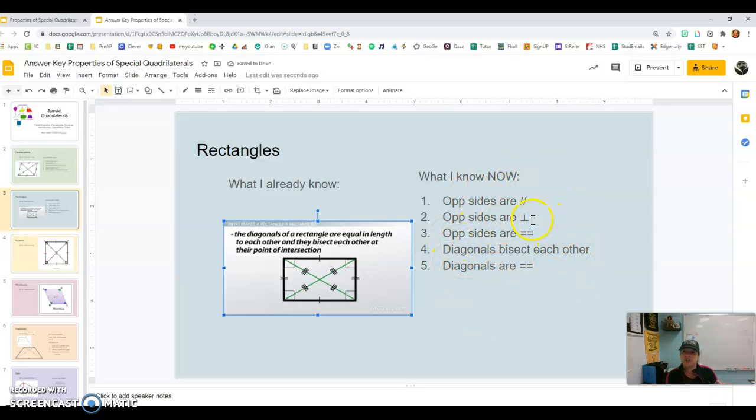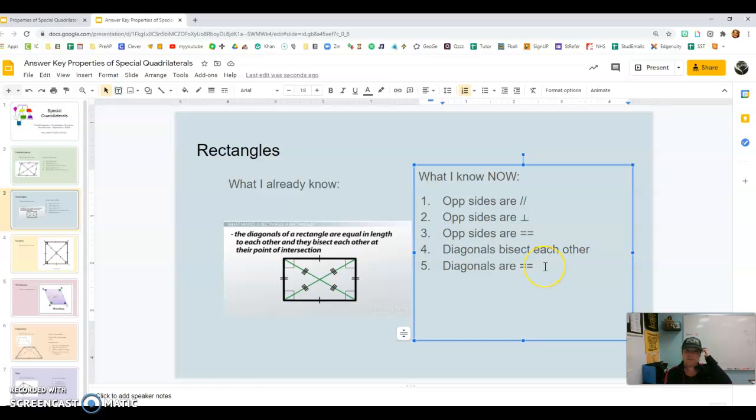Now I'm going to show you how to get this and tell you what that means. But again, you want to get written down that opposite sides are parallel. Number 2 says that opposite sides are perpendicular. That's what it means to be at a 90-degree angle. And I'll show you where to get that symbol in a second. Opposite sides are congruent, the diagonals bisect each other, and the diagonals are also congruent.